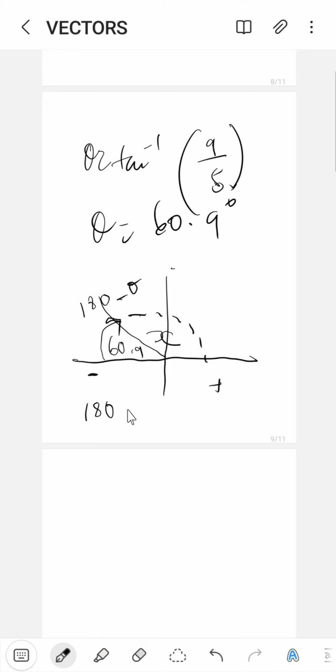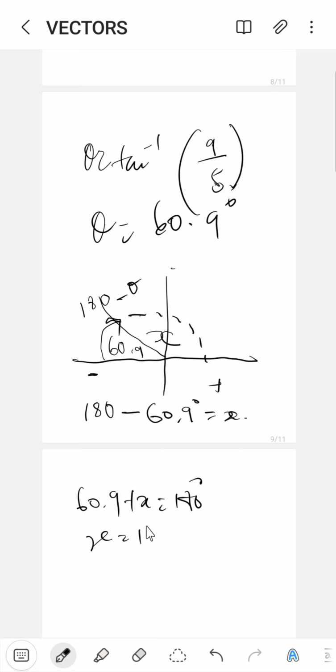And that basically will mean 180 degrees minus 60.9 degrees should give you that x, right? If we say 60.9 plus x should give you 180 degrees, then x is going to be 180 degrees minus 60.9. This is basically what we've just done. All right, so 180 minus 60.9 gives you 119.1 degrees.